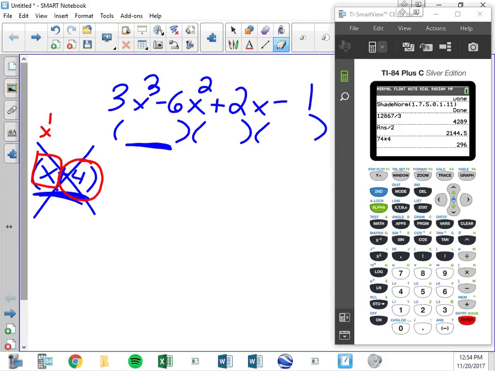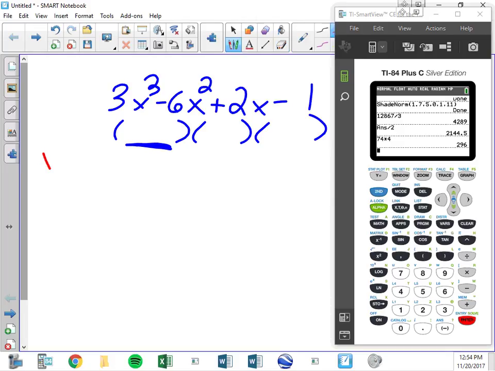Okay, we're good. So, I want to divide by x plus 4. What number do I put in the corner for synthetic division? I always put the root in. Okay, not the factor, but the root. So x plus 4, if I set equal to 0, I end up with x equals negative 4, and that goes in the corner.